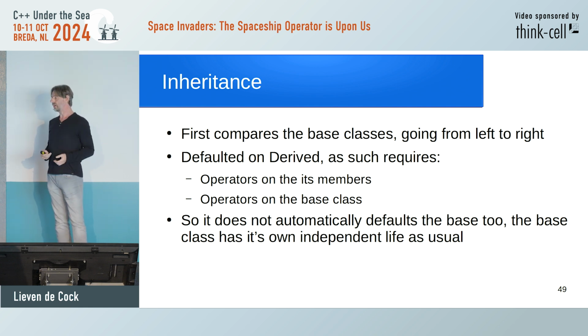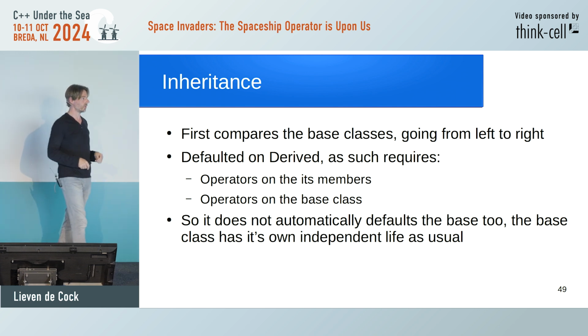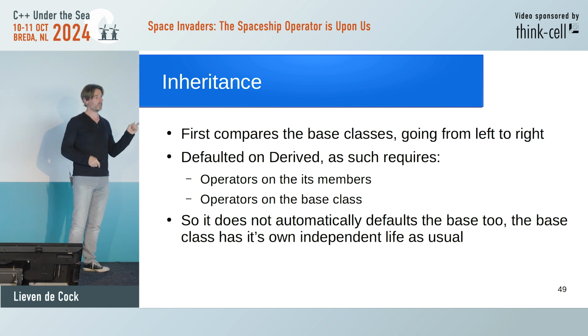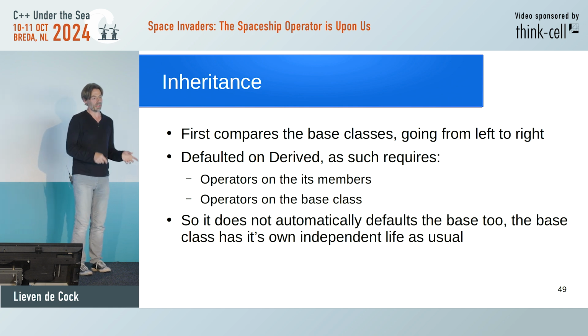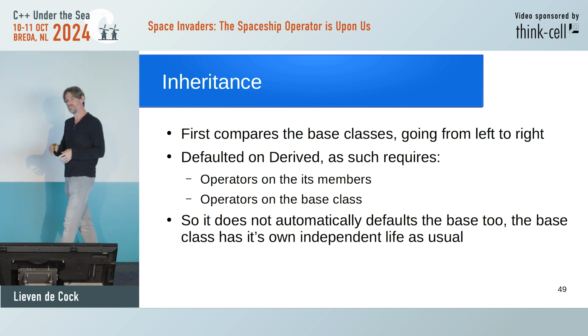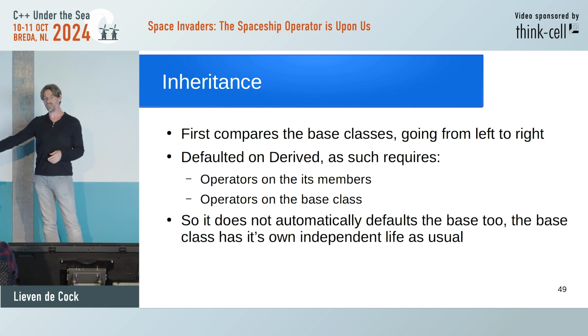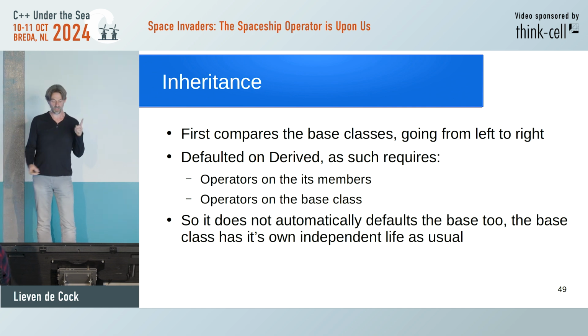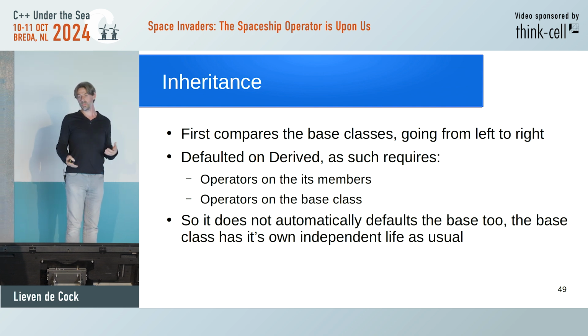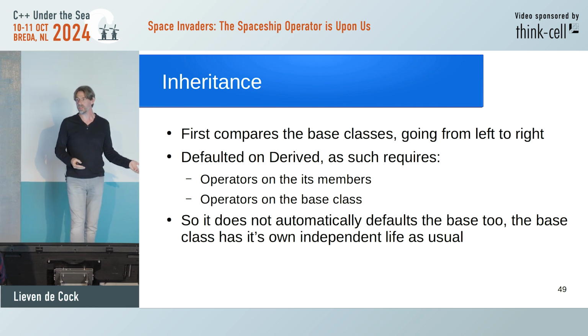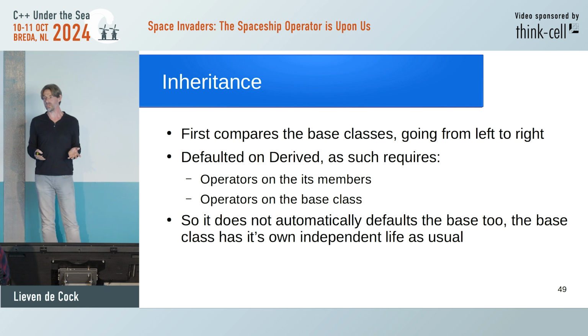Now, if on a derived class you write, it's defaulted, I'm not going to write this myself, compiler, you go ahead, there is a requirement. The spaceship operator needs to exist on the base class, or it should be defaulted on the base class. So don't think if you write defaulted on the derived class, you get it for free on the base class. No. It's important to take care of. The base class has its own independent life. Because some idiot decided to derive from it, that's not the concern of the base class.